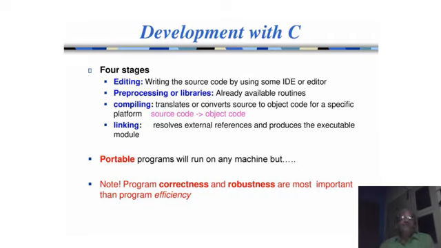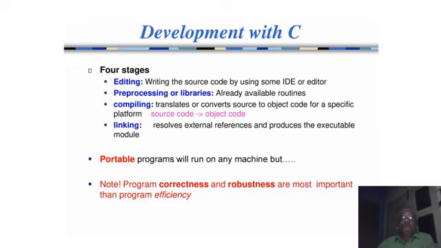So this is called the editing stage. The next one is called pre-processing, or libraries, already available routines. Most of the programs we write already use some common libraries, like finding the square root of a number, or finding the sine of 30, and we have a lot of libraries. Instead of writing a program for these, we can easily import these libraries into our programming. So we need to import these libraries. This stage is called the pre-processing stage.